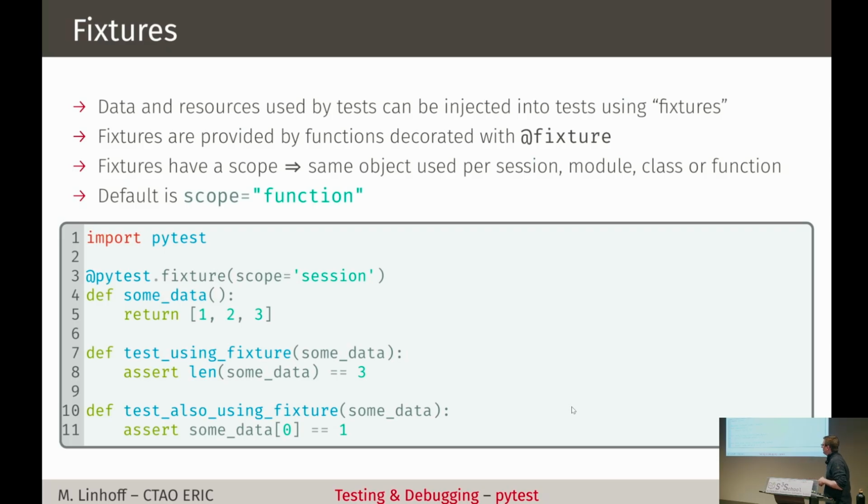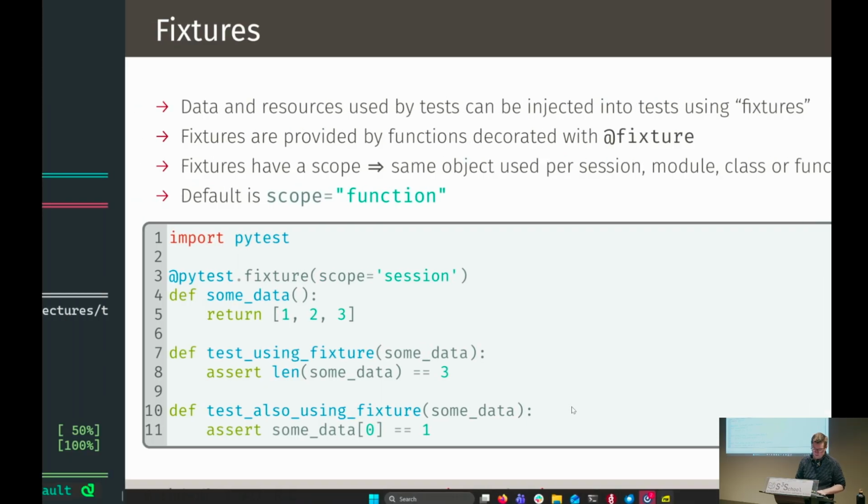So if you have two tests that use the same fixture, if it's scope session, it will be executed once, and exactly the same data will be provided to both of these tests. If the scope is function, then for each test, the function will be executed again. Right? You get a fresh copy of the data. And this is important in cases where you, for example, have mutable data structures in Python.